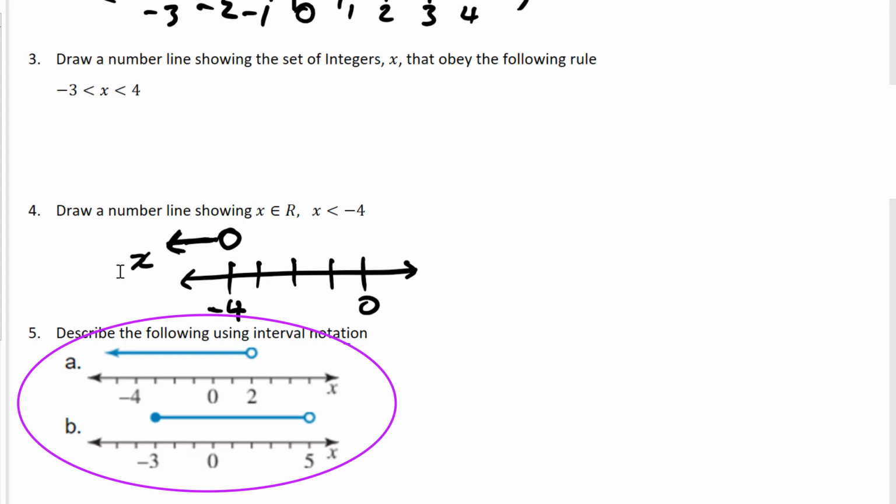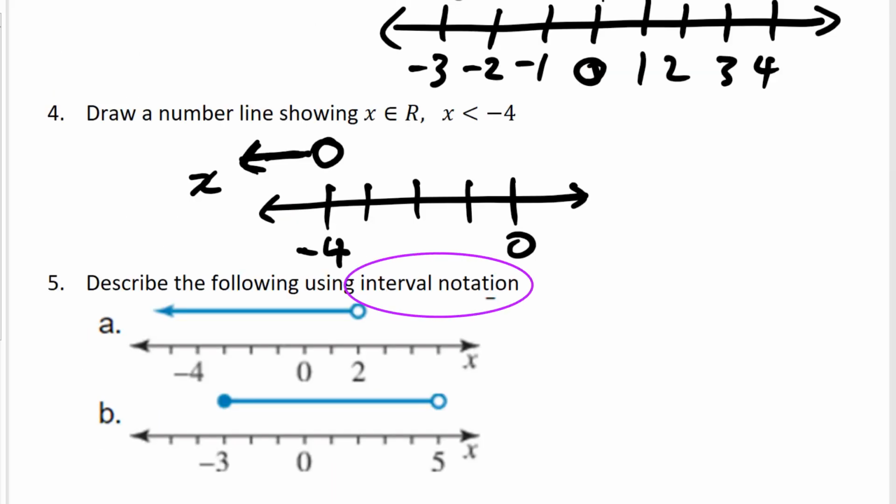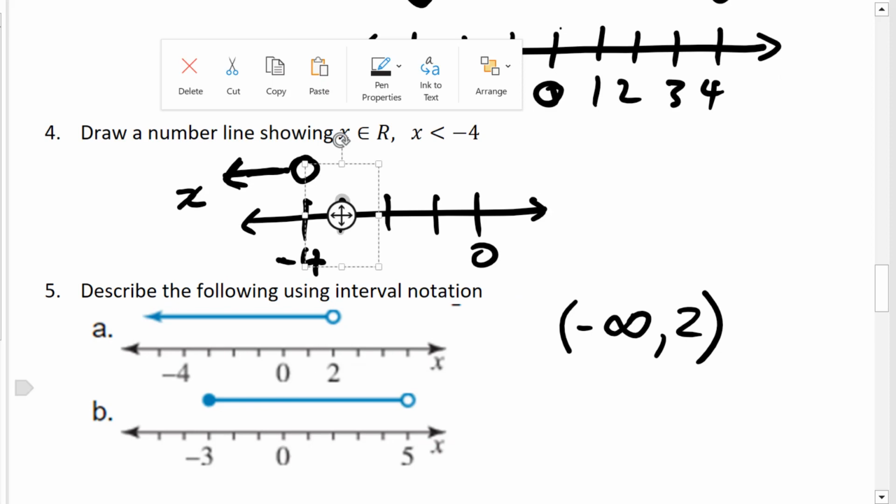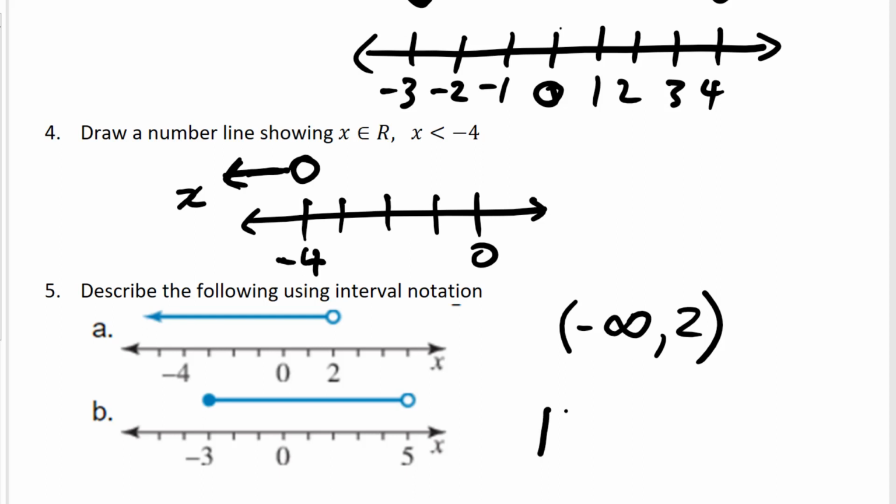So we've been drawing graphs from numbers. Now we're being given graphs and we're going to figure out the numbers. So we have to use the brackets. So X goes down to -infinity. And it starts at 2. Next one is -3 included. Is 5 included? So it's a round bracket. So that's the interval notation for those two.